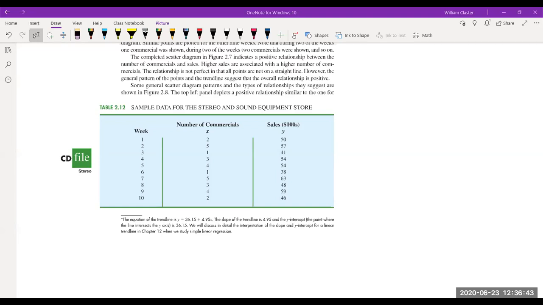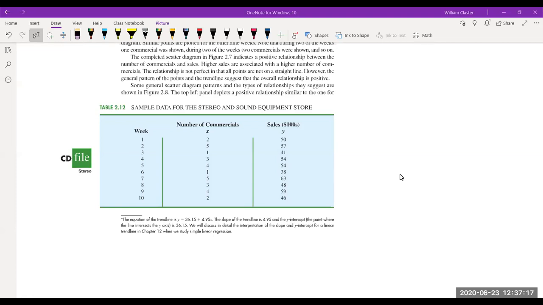sales. So how many columns are there here? 3. There are 3, but only 2 of them are really what we're thinking of as variables. We only have 2 variables. What are they? Number of commercials and the sales. Right. Okay. So we'd like to sort of analyze these in the same picture.